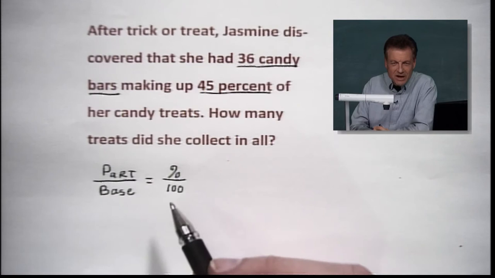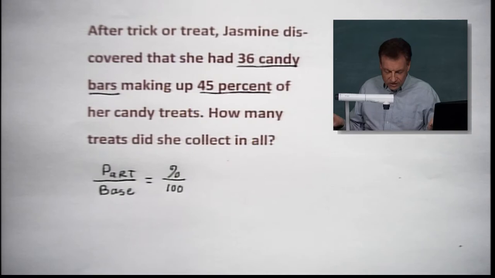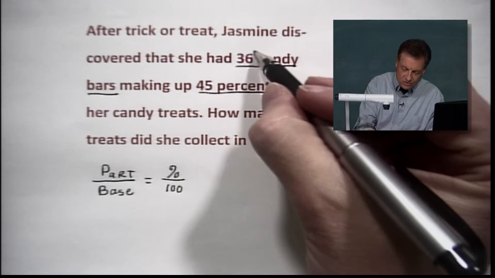Now, put in what you know. Put in the elements that you know here. Well, what do we know? Do we know the part? In other words, do we know where we ended up? Do we know the ending of the story? Yes, we do. She came out with 36 candy bars. So we're going to put the 36 right there.